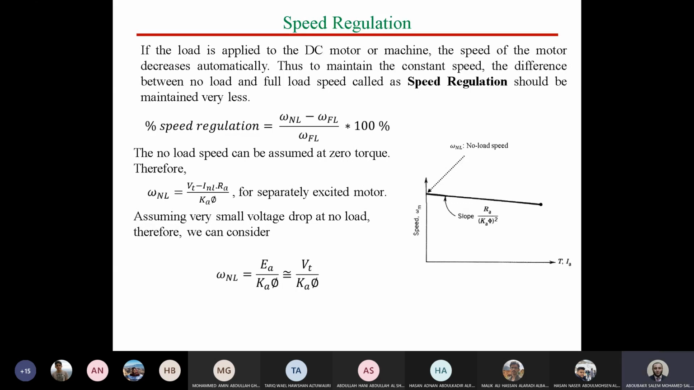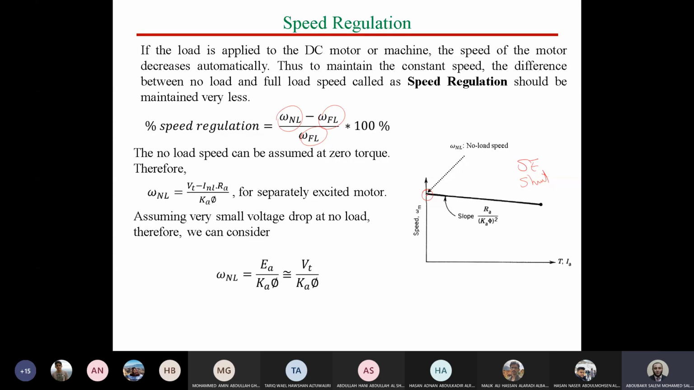What is the relation of speed regulation? Speed regulation is simply like voltage regulation. If you remember, it's no load speed minus full load speed, over full load speed. No load speed is considered the highest value of speed here. This is for separately excited or shunt motors.